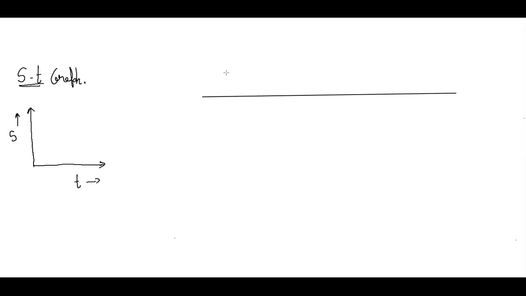Suppose I have a car, or I have a truck. I can say that this truck starts from s equals 0 and t equals 0. That means initially the truck is at 0 displacement and the time of measurement is also 0.